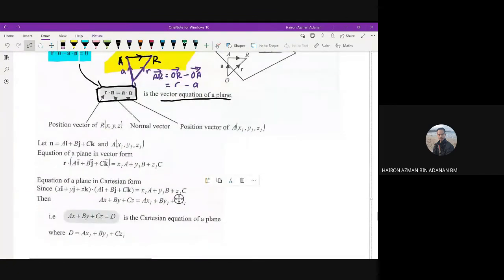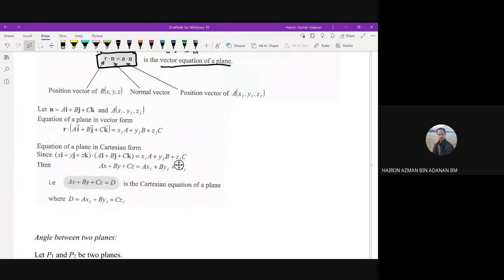Maybe I give you one simple example here. Let N equal to, for example, the normal vector is (2, 1, 3). This one is just an example. And a point A is a point on the plane. For example I give you one value here, (3, 2, 4). This is one point on the plane.